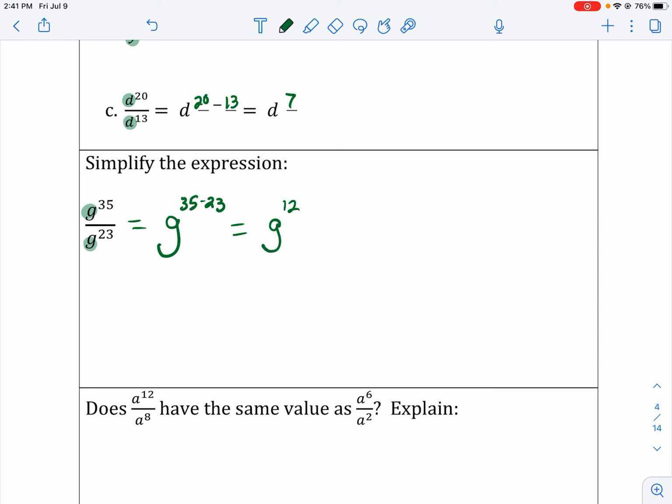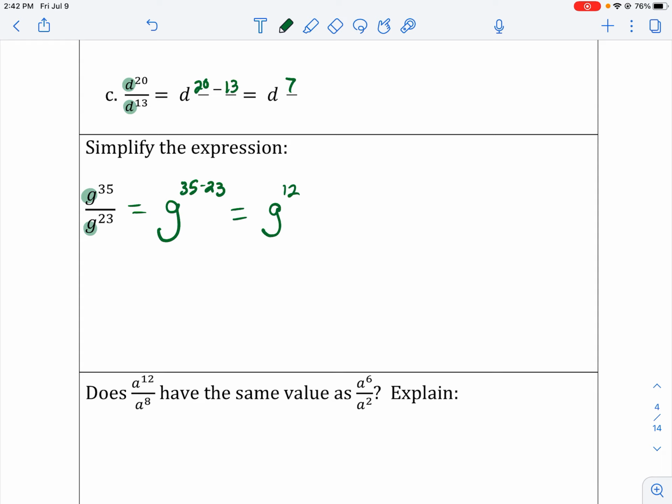And here, does a to the 12th over a to the 8th have the same value as a to the 6th over a squared? Well, let's try. So two ways to write these out. What we've just learned is when I divide like bases, which I have right here, I can subtract my exponents. Let's do this. There we go. A is the base. Exponent in the numerator minus the exponent in the denominator leaves me with a to the 4th.